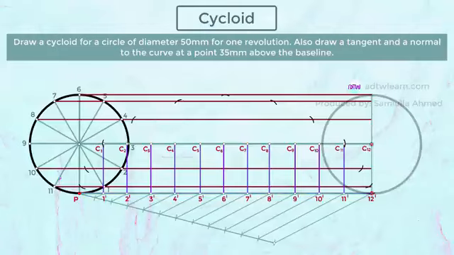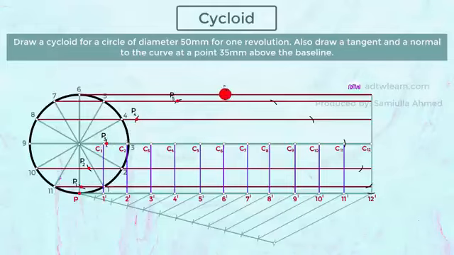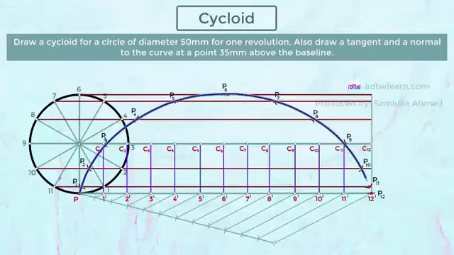We can see the point P is coming back on this line. Mark these points. This point will be P1. This will be P2. Similarly, P3, P4, P5, P6, P7, P8, P9, P10, P11, and P12. Join all these points, P1, P2, until P12, to get the cycloid. This is our cycloid. This is how we draw a cycloid of a circle.